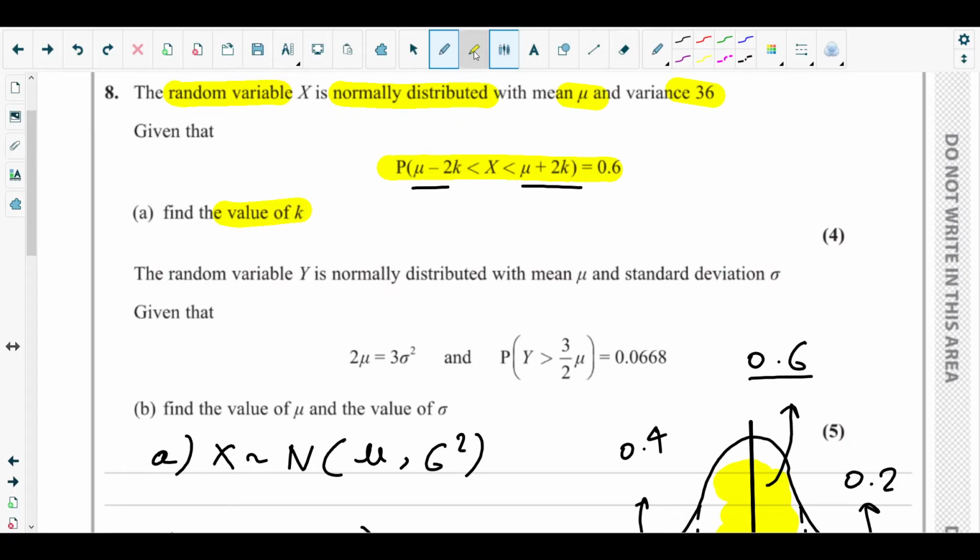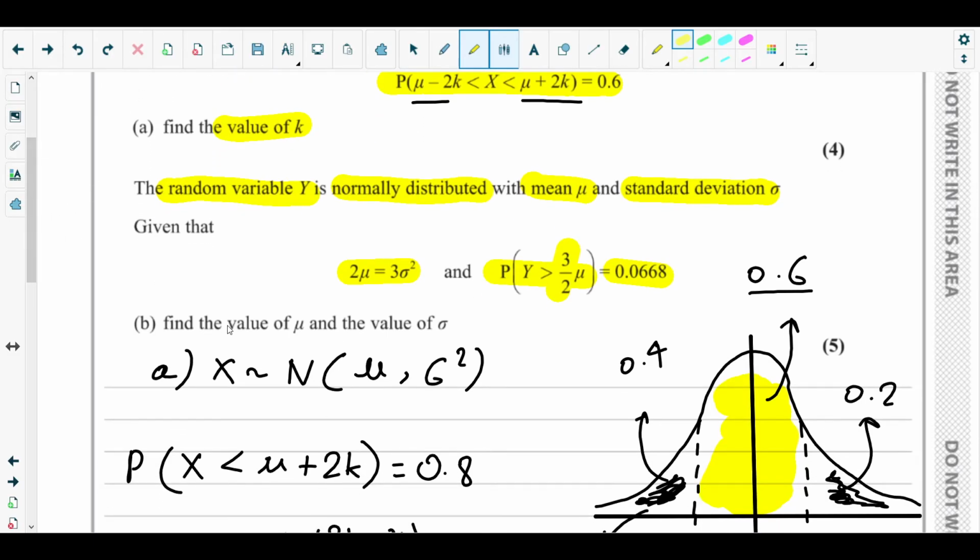the random variable y, it's a different random variable, is also normally distributed with mean mu and standard deviation sigma. Given that 2 mu equals 3 sigma squared and the probability of y greater than or equal to 3 over 2 mu is equal to 0.0668. Now the question asks in part B to find the value of mu and the value of sigma.